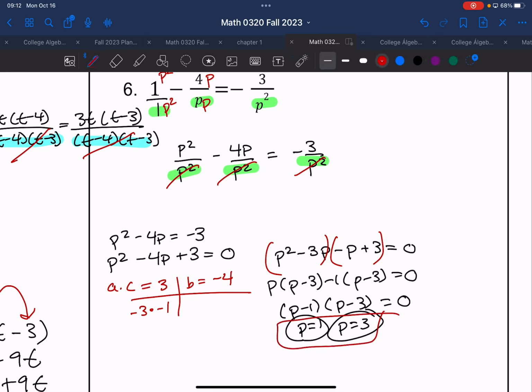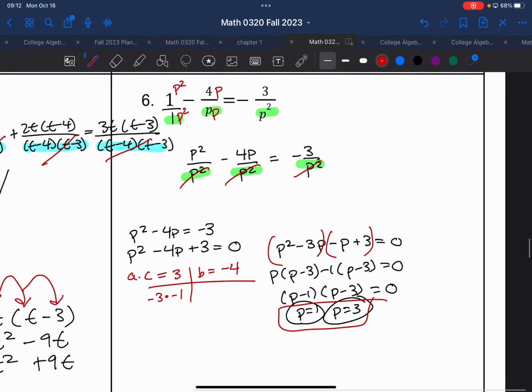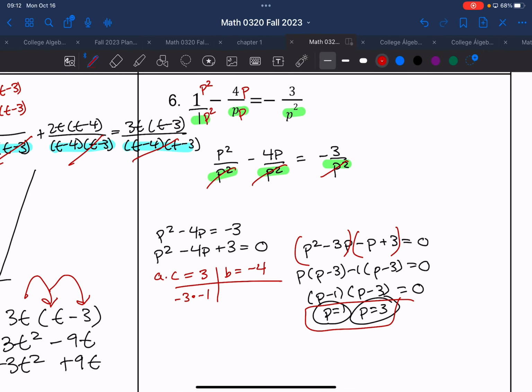So if I plug in 1, I would get a 1 and a 1 squared, which is 1. If I plug in a 3, I would get a 3 or a 3 squared, which is 9, which again are not 0. So these are both my answers. So we can end up having no answers as an undefined, 1 answer, or 2 answers.